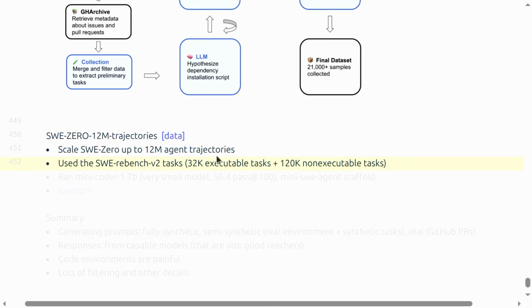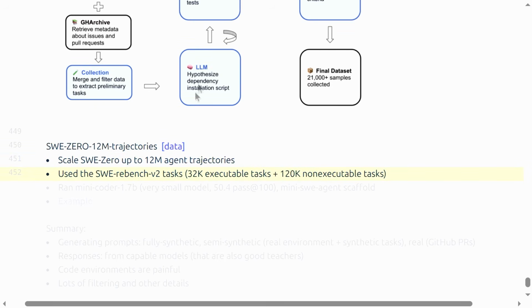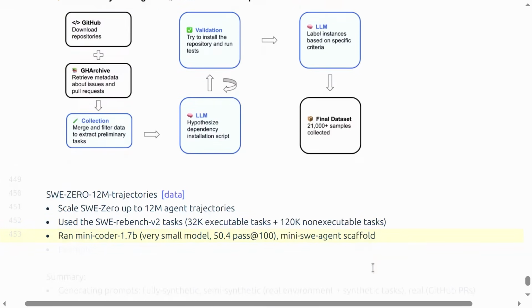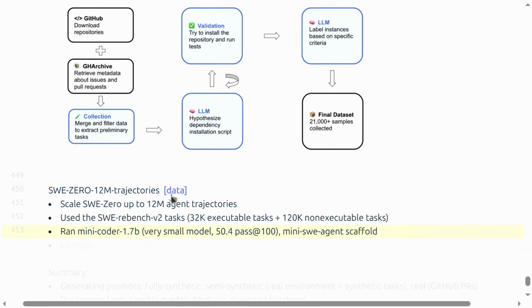Here they use the rebench tasks. In that work, remember, they were trying to get things to execute. They only got 32,000 of them to execute, and 120 of them didn't execute. But the execution-free approach doesn't care. You can use all of them. This is a very small model, because now this dataset is quite large.